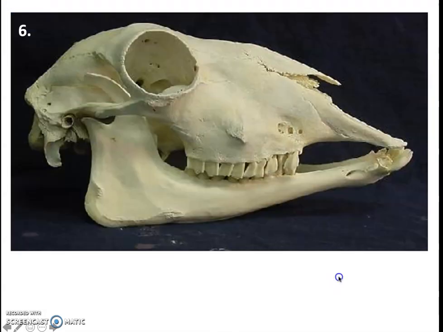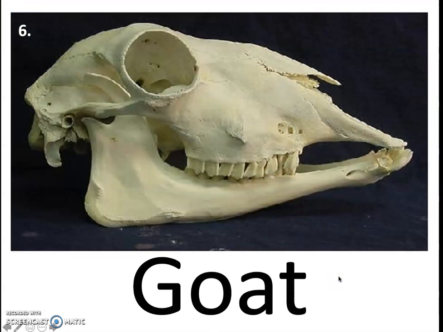Moving on, we then have the goat, and it is very similar to the deer. Again, at the front you have some incisors to be able to tear the herbs and plants that it wants to eat, and then at the back we have a large amount of molars so it can grind that food down before swallowing it.